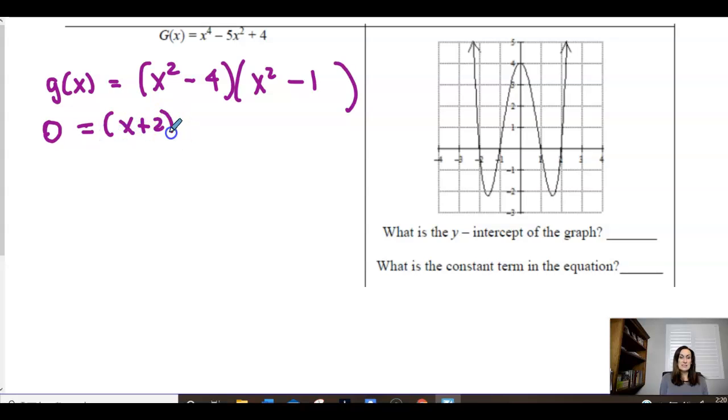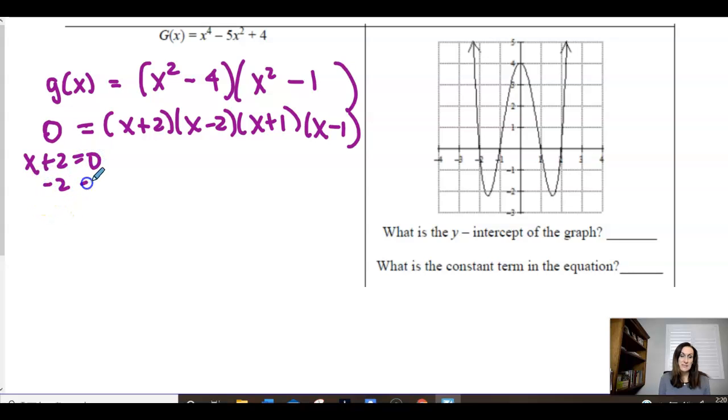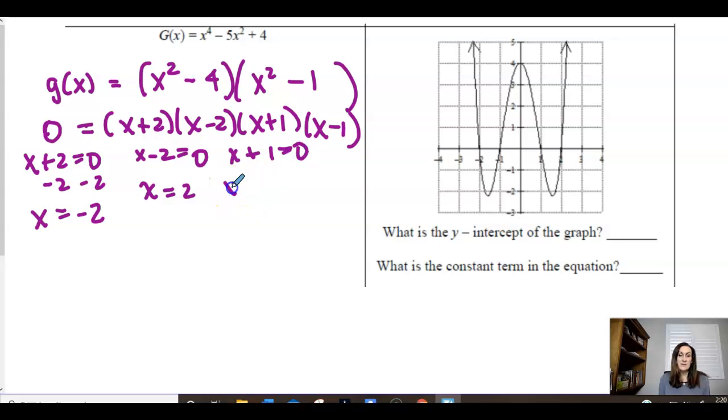And x plus 2, x minus 2, x plus 1, x minus 1. Now, although these look the same, our multiplicity on each of these is actually just going to be 1. The reason why is you have an x plus 2 equals 0. So when you subtract the 2, you get x equals negative 2. This one, you're going to get x subtract 2 equals 0. So x is equal to 2. X plus 1 equals 0. So x is equal to negative 1. And x subtract 1 equals 0. So x is equal to 1.